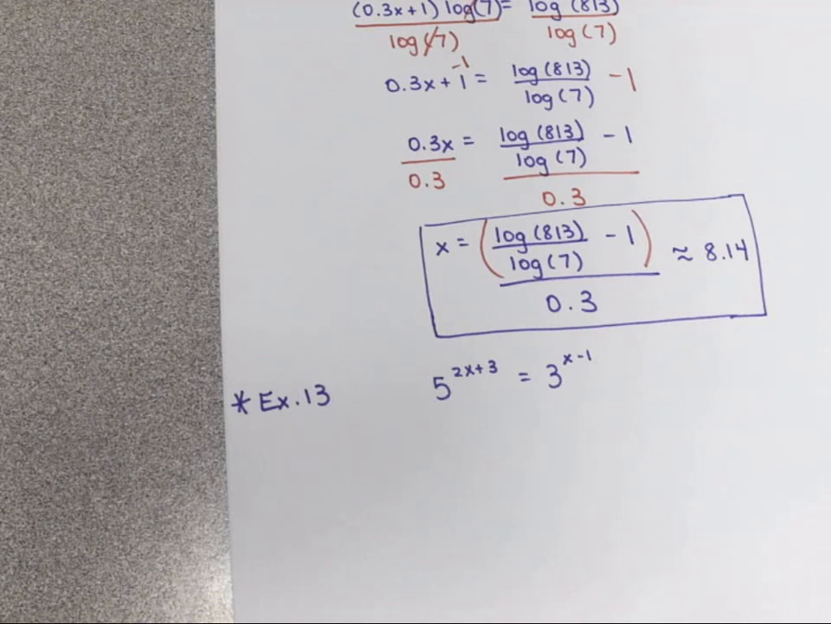So notice, we cannot set the exponents equal to each other. Why not? The bases are not the same, right? In fact, can we even get the bases the same? Can you rewrite 5 or 3 as the other one? Can't, right? So what are we going to use instead? We're going to use the logs instead.